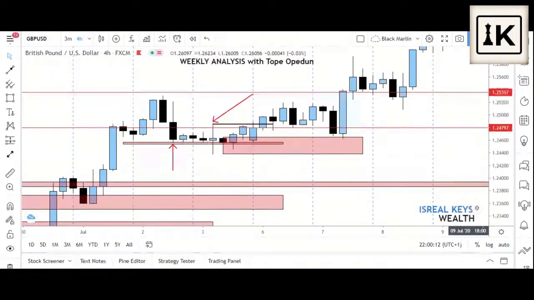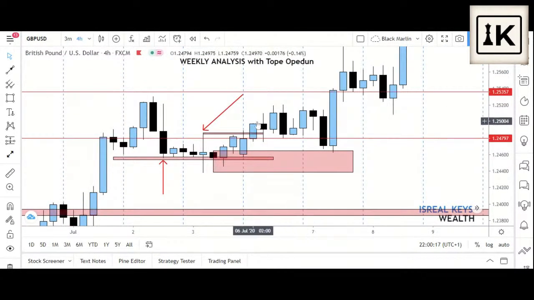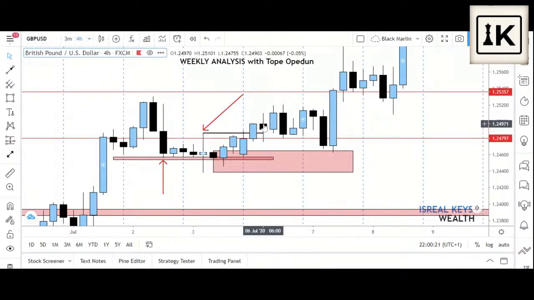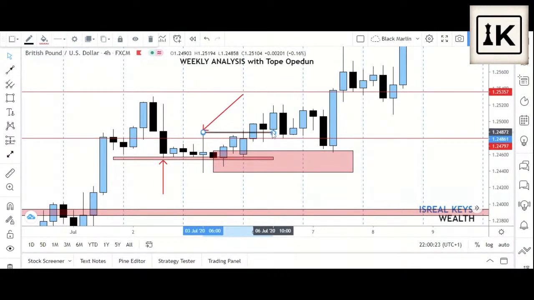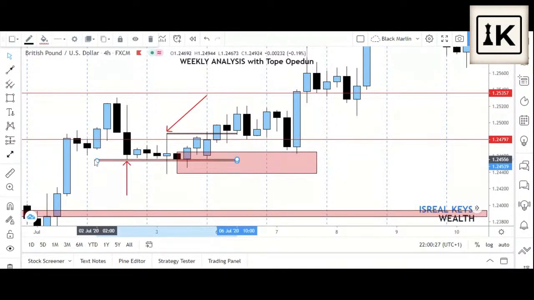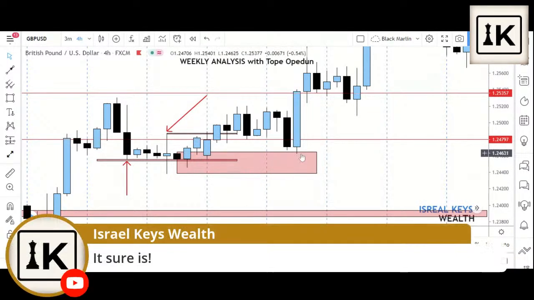This is not just trading. This is exclusive. Israel Keys Wealth Group trading. Okay. So these things happen. I don't know what else to say. It is repetitive in the market, and it came nicely onto that H4 level and took off.